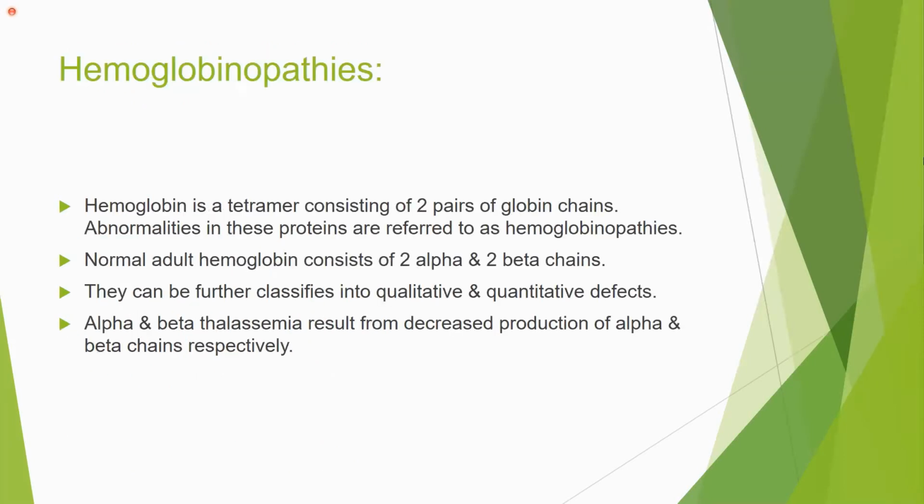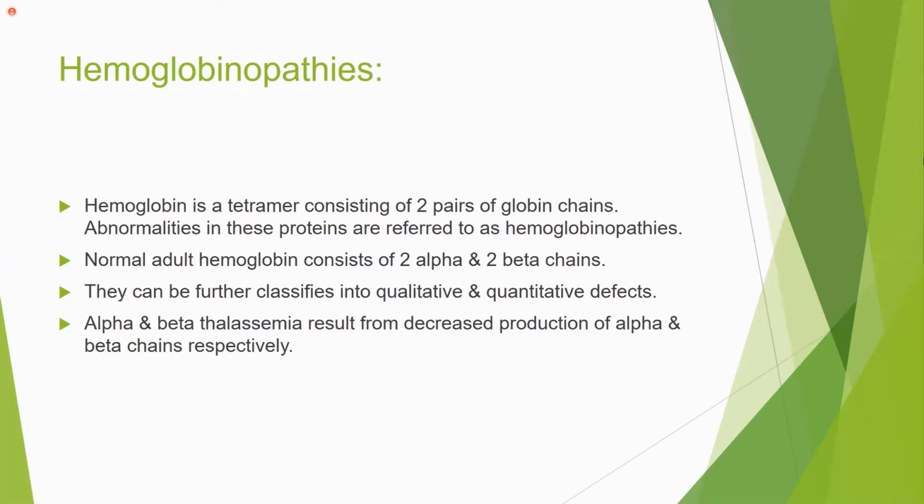Now, hemoglobinopathies. Hemoglobin is a tetramer consisting of two pairs of globin chains. Abnormalities in these proteins are referred to as hemoglobinopathies. The normal adult hemoglobin consists of two alpha and two beta chains, and they can be further classified into qualitative and quantitative defects.